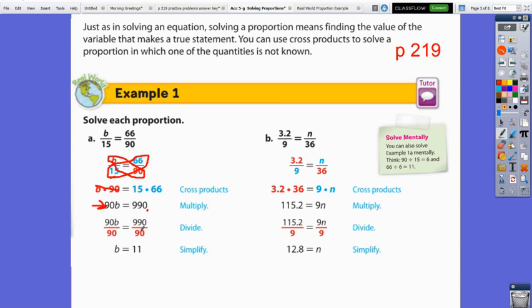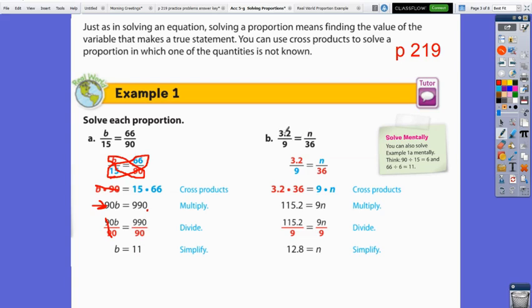That's a good algebraic equation solving skill, which we will talk about much more later on. You've already done this last year a little bit anyway. And so the answer then, these 90s cancel each other out. 90 divided by 90 is 1, and B equals 11 in this case.